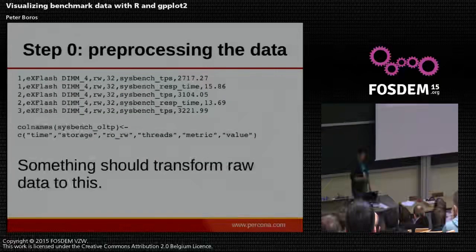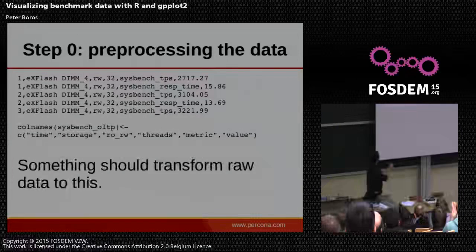So in order to use the stuff I'm going to use here, we have to pre-process the data to put that into our data frames. For that, the data needs to be in this format. The first column is second. You can see from the R code, from the column names, what it actually means. So this means that for the first second of the benchmark on this storage device, for a read-only test with this many threads, the metric is Sysbench transactions per second, and the value is more than 2,000, right?